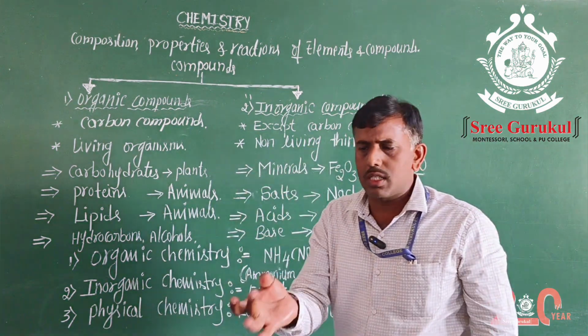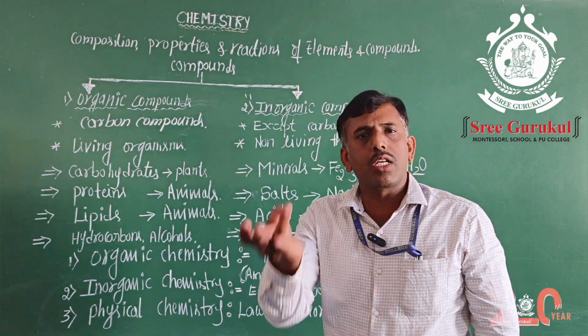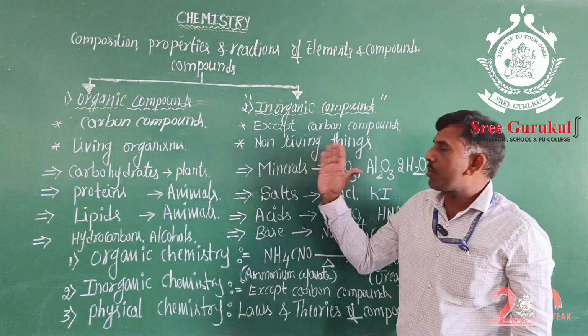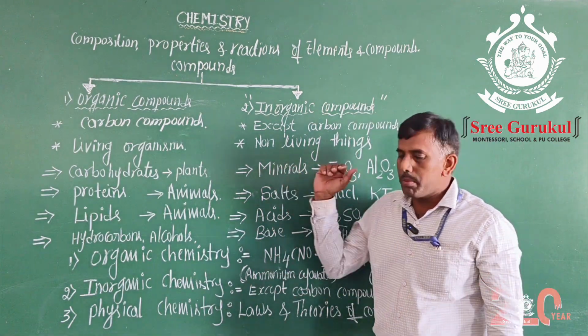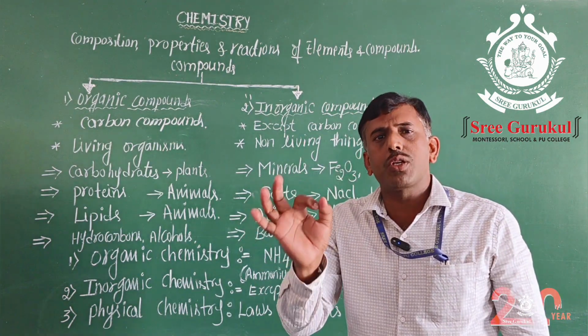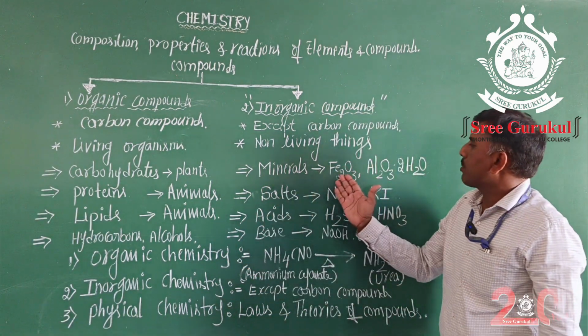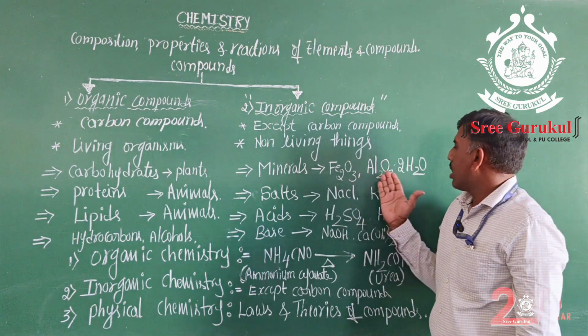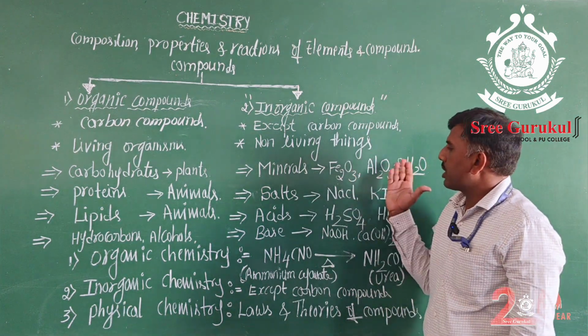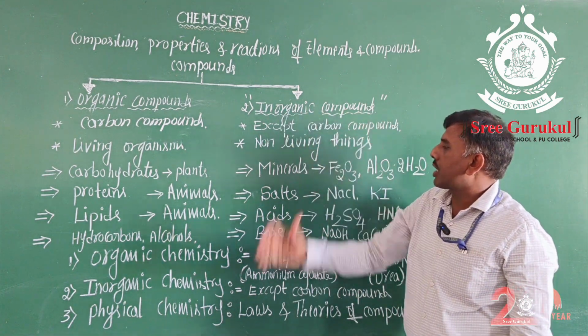What are non-living things? Earth crust is a non-living thing. Sea water is a non-living thing. These are the examples of non-living things. For example, minerals. Minerals are naturally occurring chemical substances found in the earth crust. Examples of minerals: hematite, bauxite. Clear that point. These are the best examples of inorganic compounds.